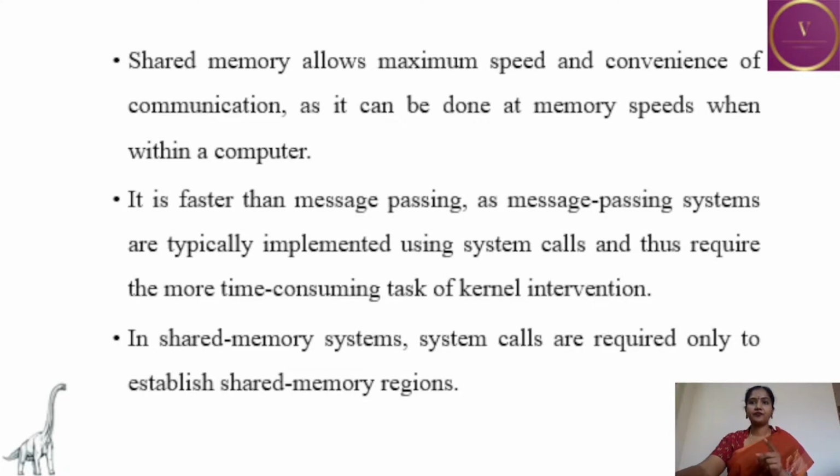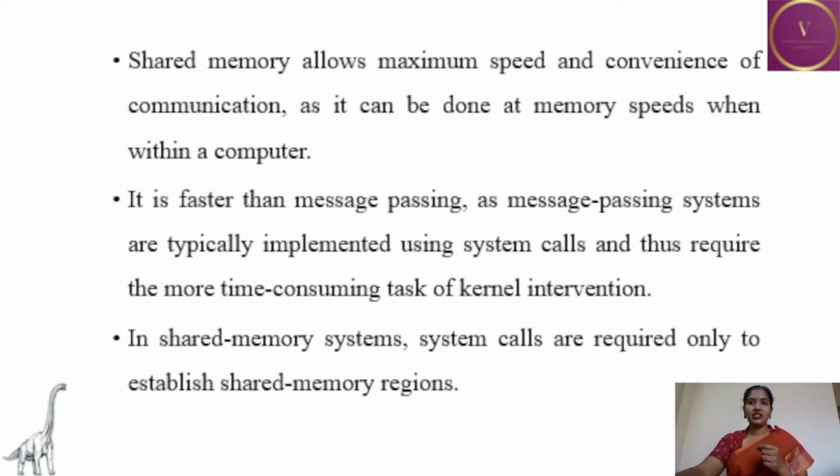First one is that shared memory allows maximum speed and convenience of communication, as it can be done at memory speed within a computer. So what they say is it is at memory speed. Why? Because we are creating a shared memory area wherein the processes can share and exchange data and information. Whereas in the message passing model, you are involving the kernel by sending the message to the kernel, and from the kernel you are sending the message to the process which is sharing the data, right?